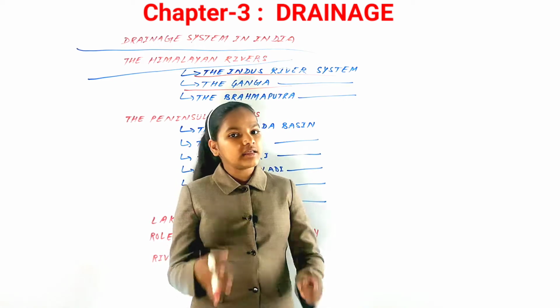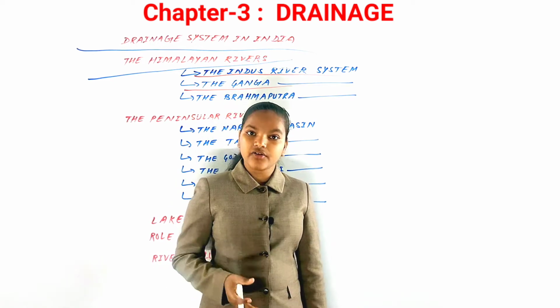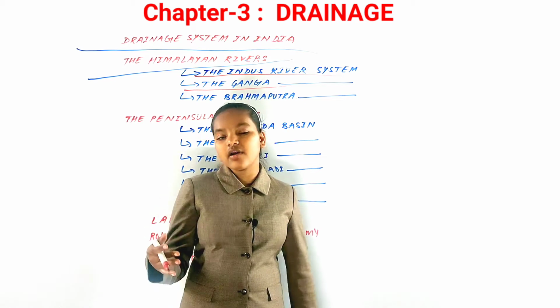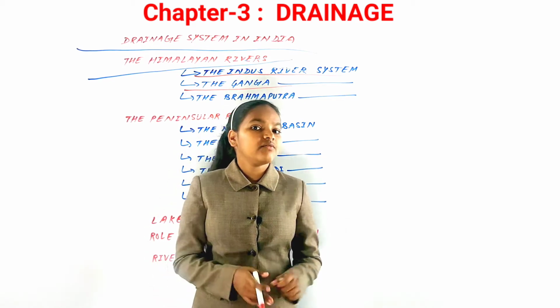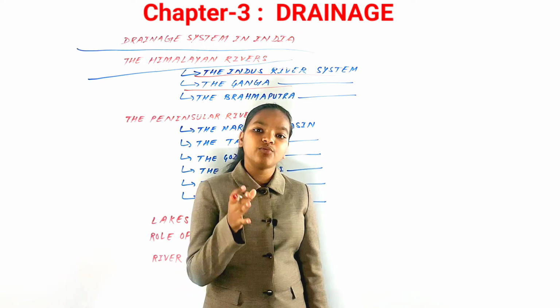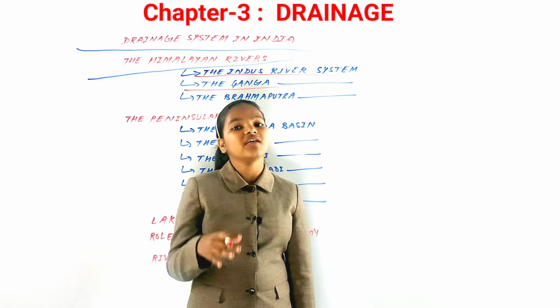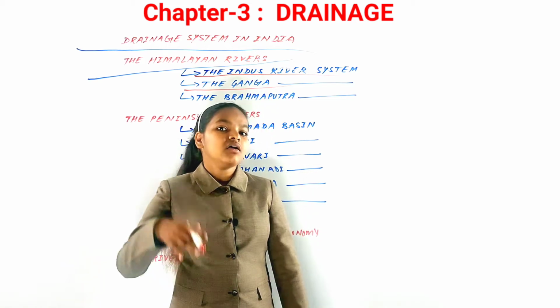If you look at the Ganga River, it originates from the Uttarakhand region, and after that there are many tributaries of the Ganga River as well. One of the most important tributaries is the Yamuna River. The Yamuna flows parallel to it, and after that, at the region of Prayagraj, it joins the Ganga River.